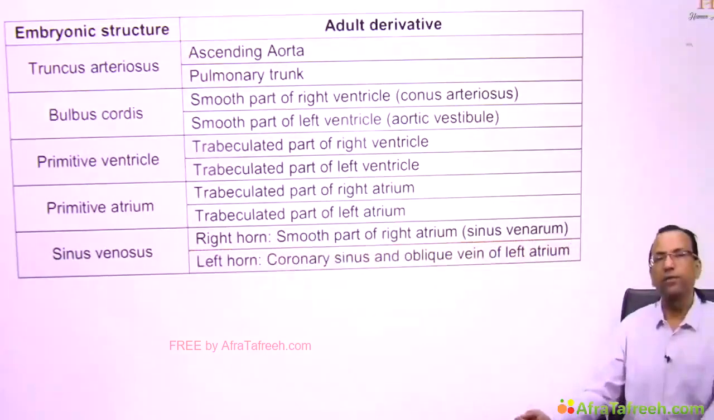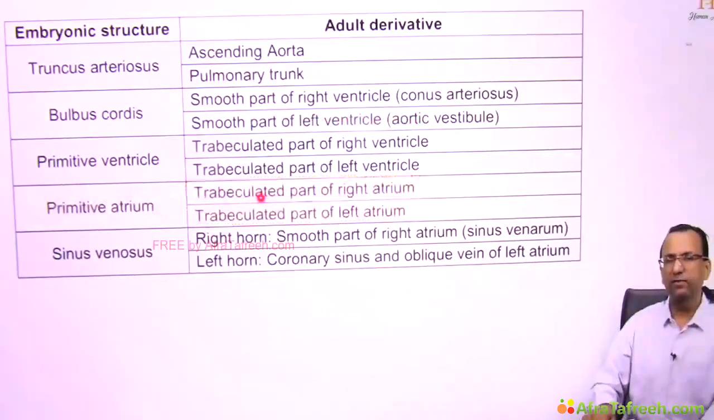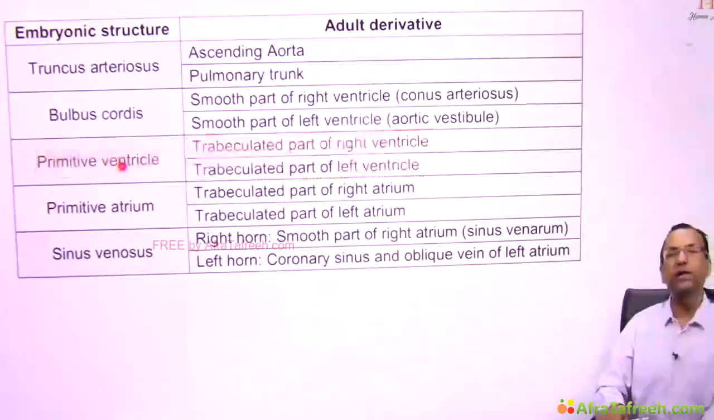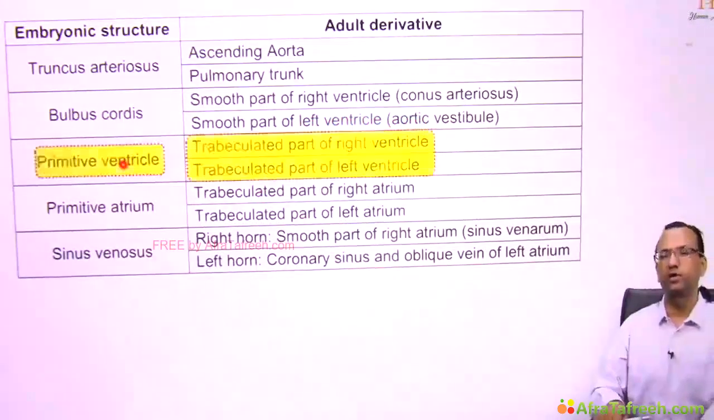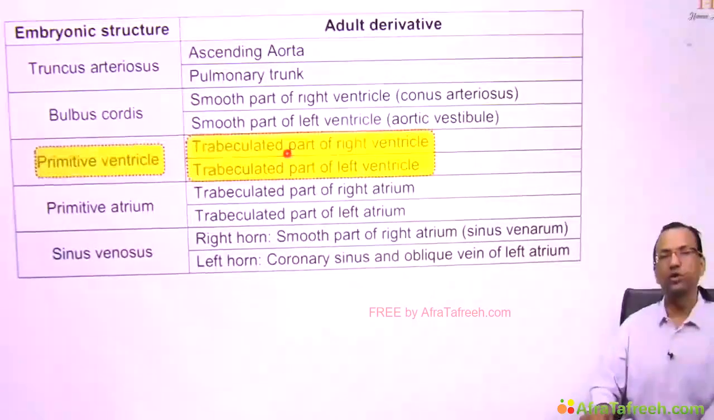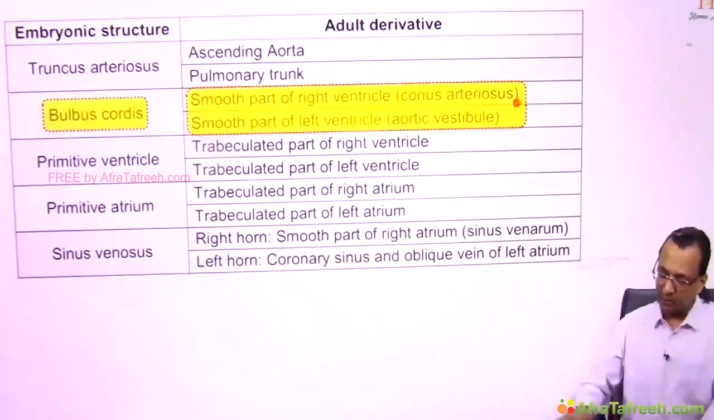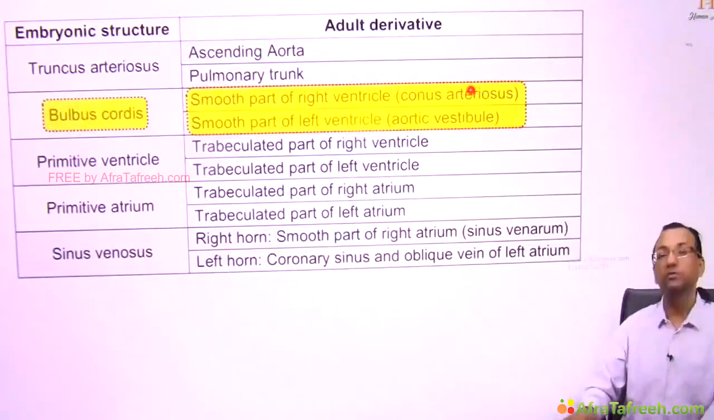What happened to the primitive atrium? The primitive atrium was forming the rough trabeculated portion of the right atrium and left atrium. What is the primitive ventricle doing? The primitive ventricle also formed the rough trabeculated portion of the right ventricle and the left ventricle. Then who is forming the smooth part of the ventricles? That is the bulbus cordis. What is the smooth part of the right ventricle called? It is the conus arteriosus.